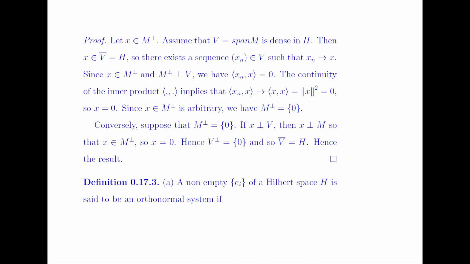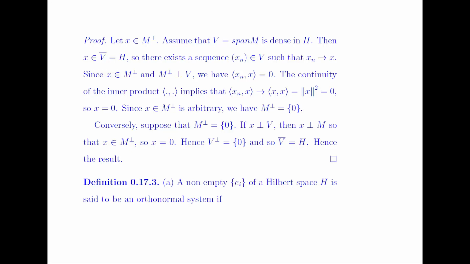So by using the continuity of the inner product, we have the inner product of xn comma x converges to the inner product of x comma x, which is equal to the norm of x squared. Now, as the inner product of xn comma x is equal to 0, the norm of x squared is equal to 0. So it means that x is equal to 0. So since x belonging to the orthogonal complement of M is arbitrary, we have the orthogonal complement of M is equal to the zero vector.